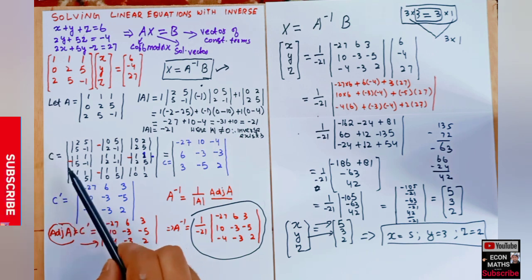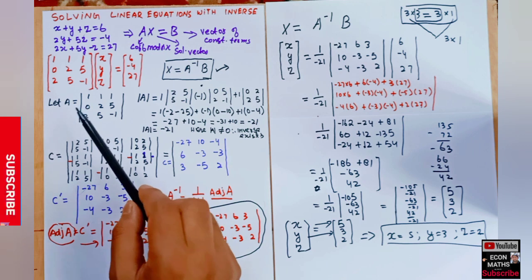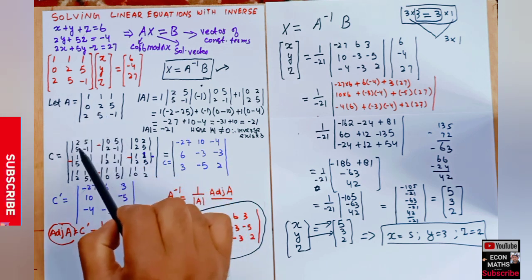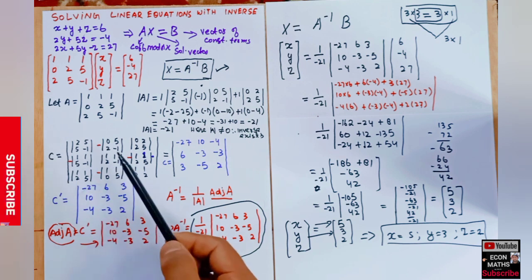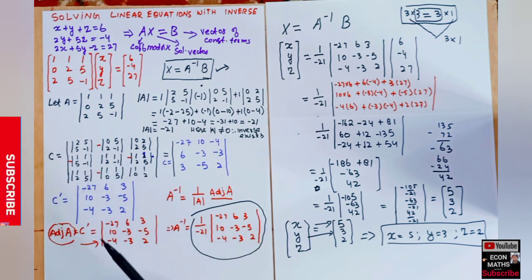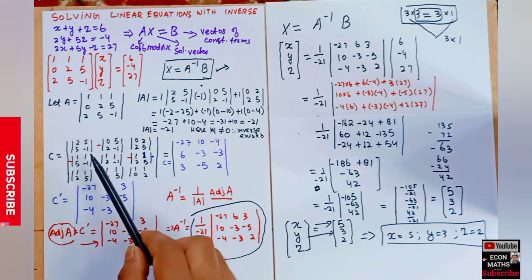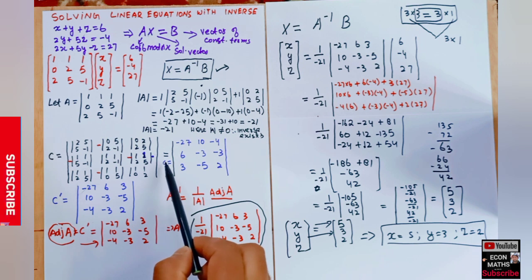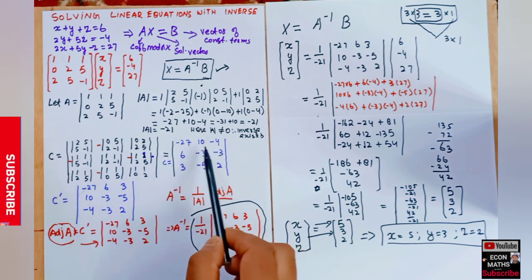The cofactor matrix is formed by replacing every element in the original matrix by its cofactor, and we have seen in earlier videos how to form the cofactor matrix, and in this video we have also elaborated this. Now this is the cofactor matrix. Let us say this C is this cofactor matrix.